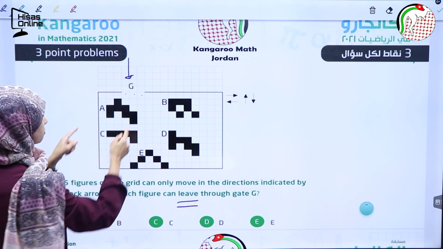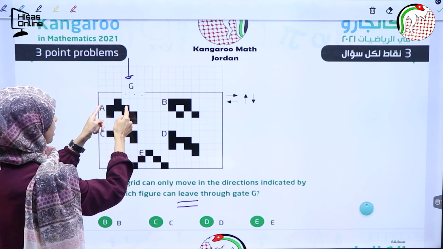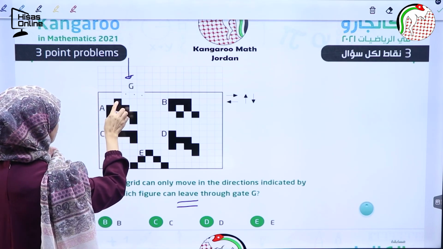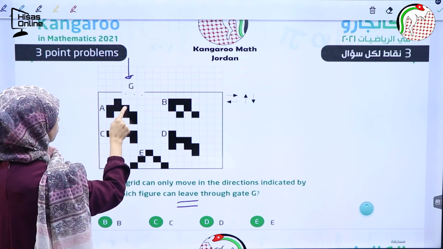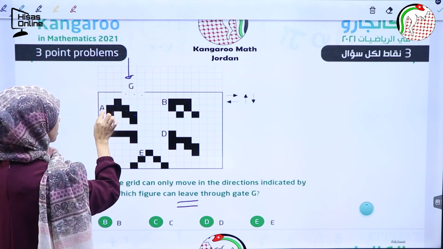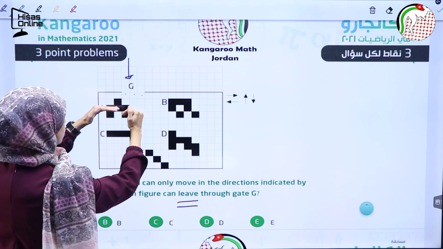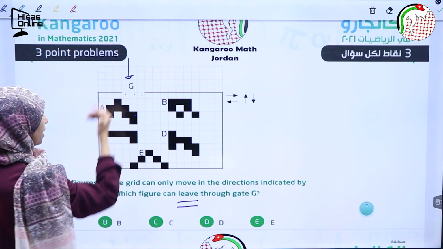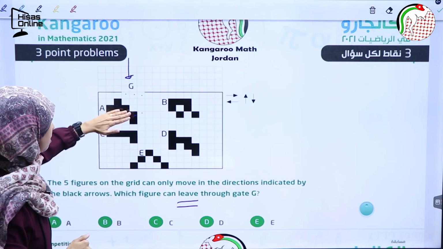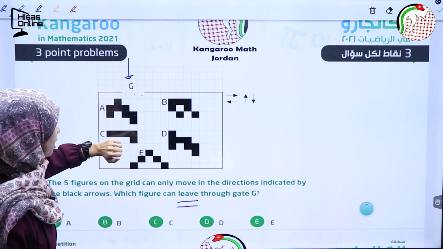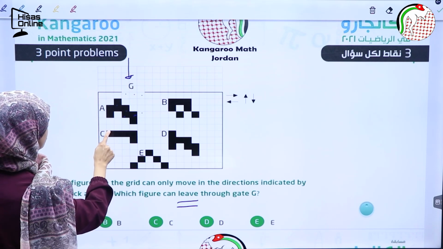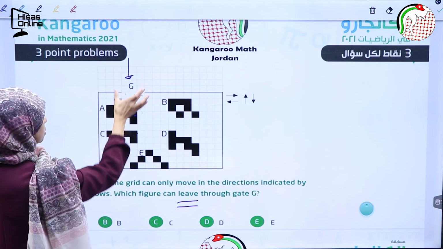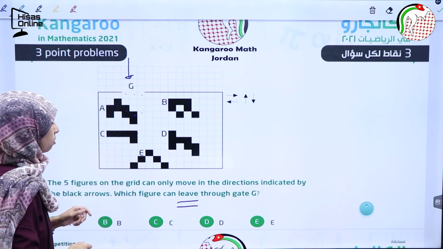Now let's see this dimension here. Can A fit here? Can it leave? Let's see. This one can move, 1, 2, 3 can move, but it will get stuck here. So it will be stopped here. Here I have 1, 2, 3, 4. It can't leave. It cannot go out of the gate. Let's see C. Definitely C is not, because 1, 2, 3, 4. It has 4 squares. It cannot go.